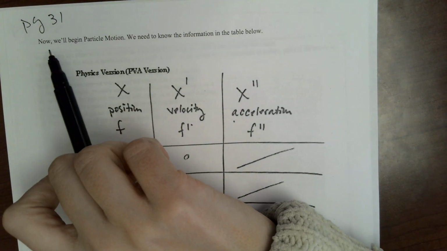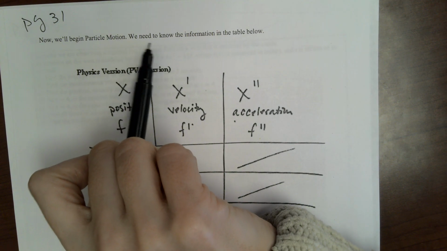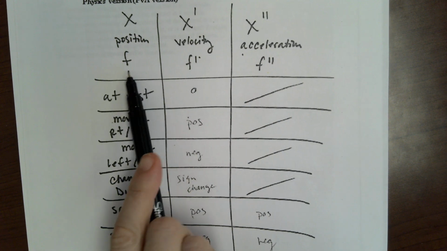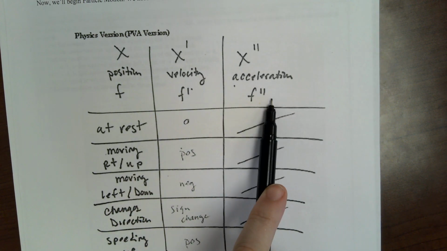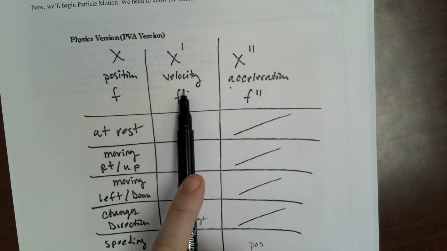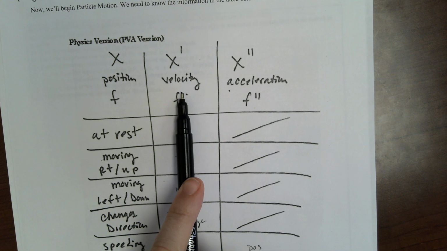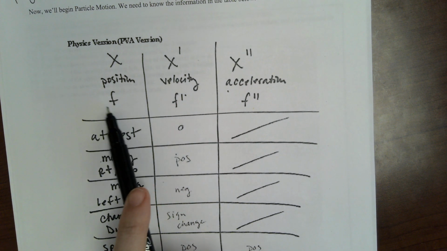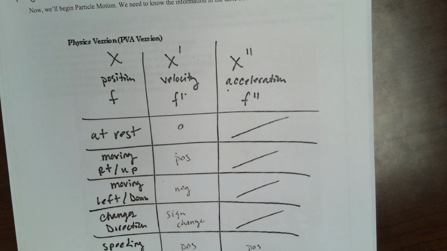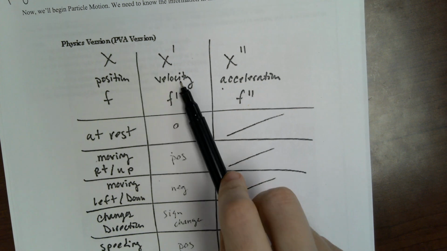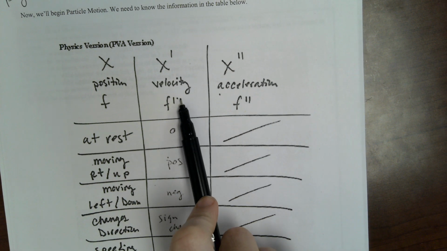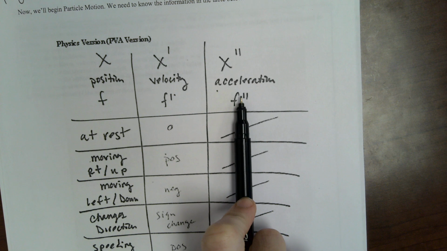All right, this is page 31. Now we begin particle motion. We need to know the information in the table below. This is the position of a particle, here's its velocity, here's its acceleration. The velocity is the IROC of the position, the instantaneous rate of change in position. And the rate of change of the rate of change is acceleration.